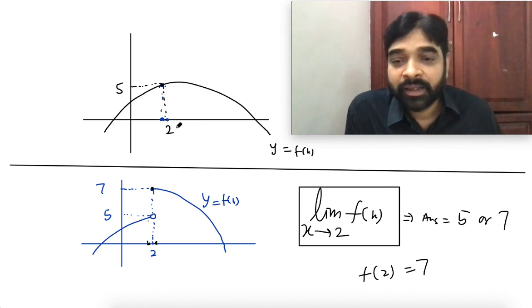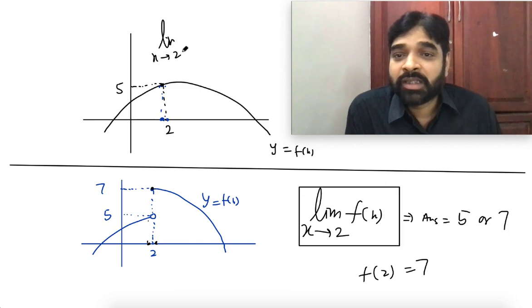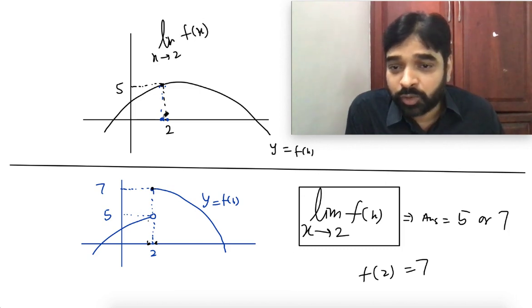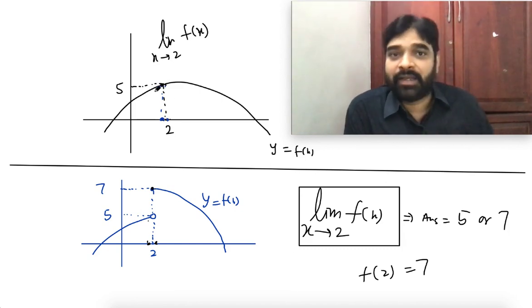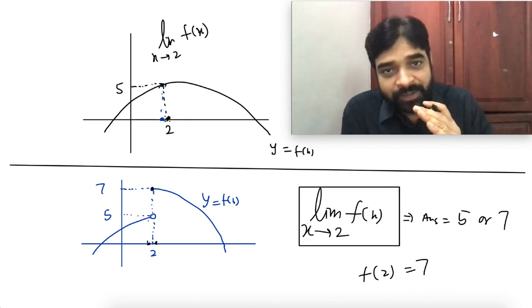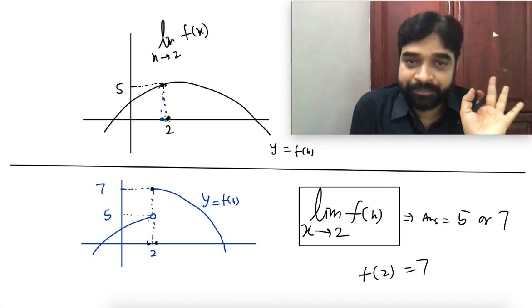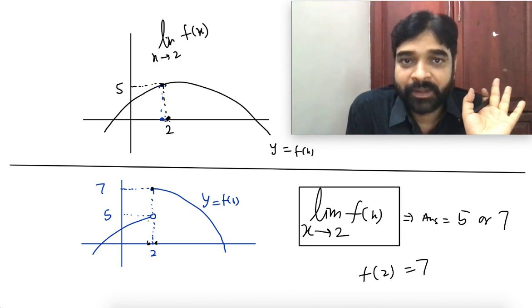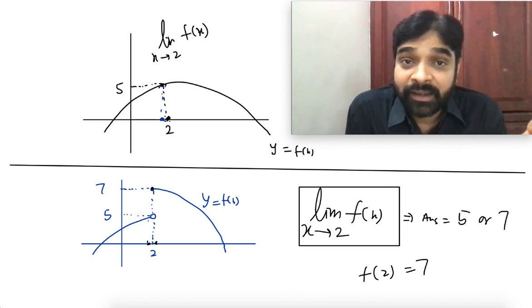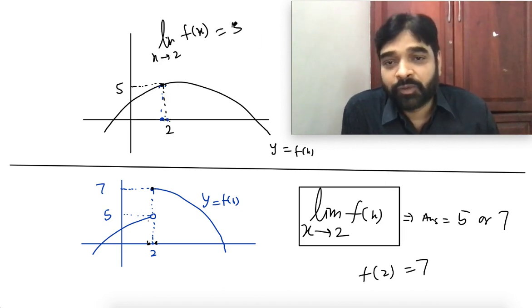But sir, here was not a problem, because if you go very close to 2, either this side or this side, the graph is very close to 5. If you are this side, the graph is slightly less than 5. If you are here, then the graph is slightly more than 5. But limiting value will say 5. Yes or no? Because slightly we cannot tell. That's why we are using limit. So this value will be equal to 5.